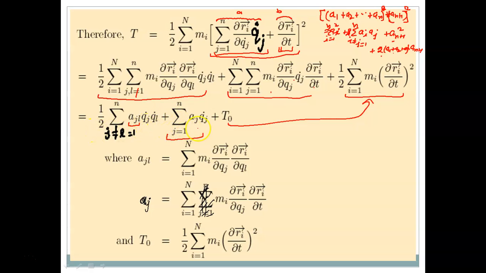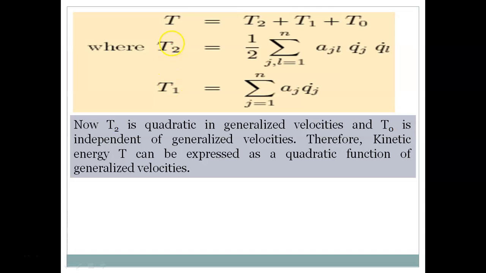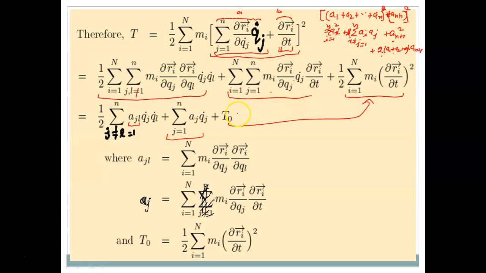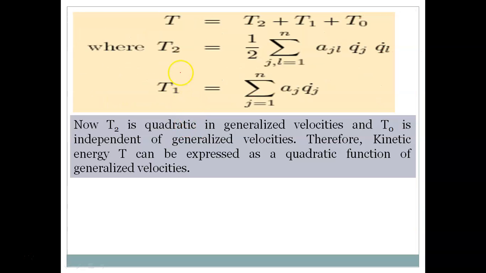Further we are denoting these by certain other expressions. This as T1. In fact, this expression we are calling T1. So T naught, this is T1, and this expression will be called T2. So in this way, T is the sum of three terms, T2, T1, and T naught. So T2 is this quantity, and T1 is this quantity.